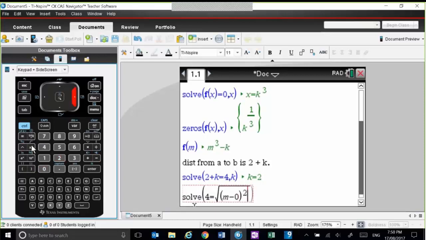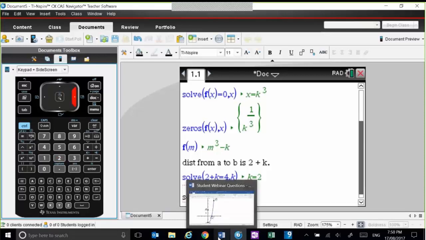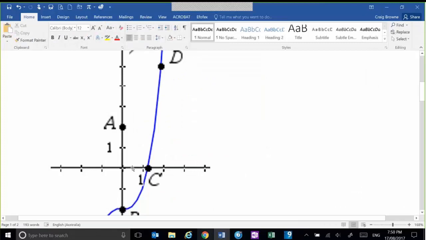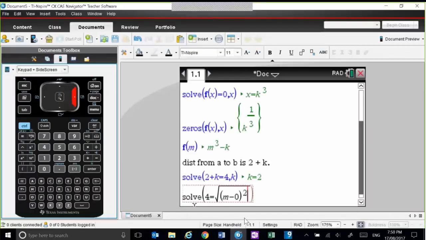Now we're probably wondering why is it m take away 0 squared, so I'll quickly flick back to the document. Remember the distance between 2 points, we first have to subtract the x-coordinates, the difference between the x-coordinates. This x-coordinate is m, this x-coordinate is 0, so it's m take away 0, and we have to square that result. And then it's the same thing for the y values. So we go plus, now the y value, remember, is f of m minus 2.